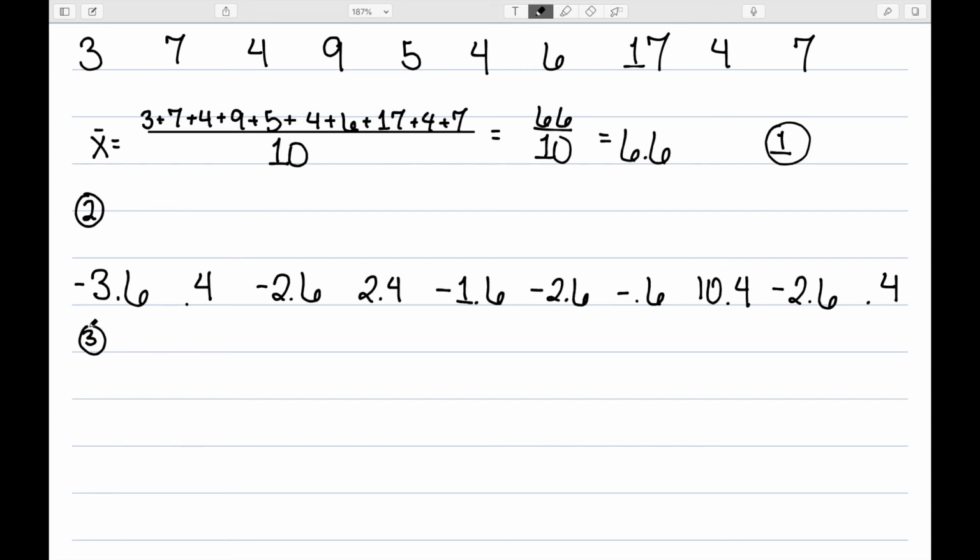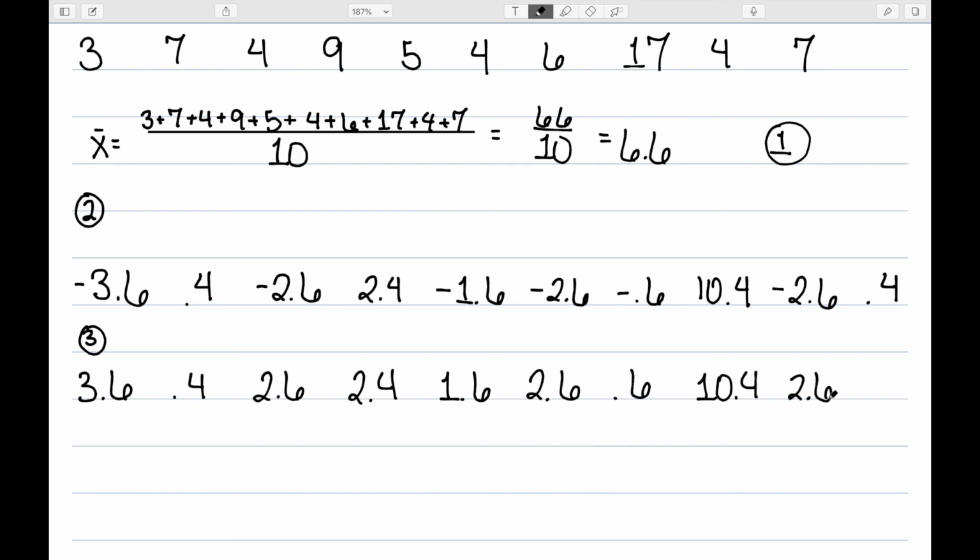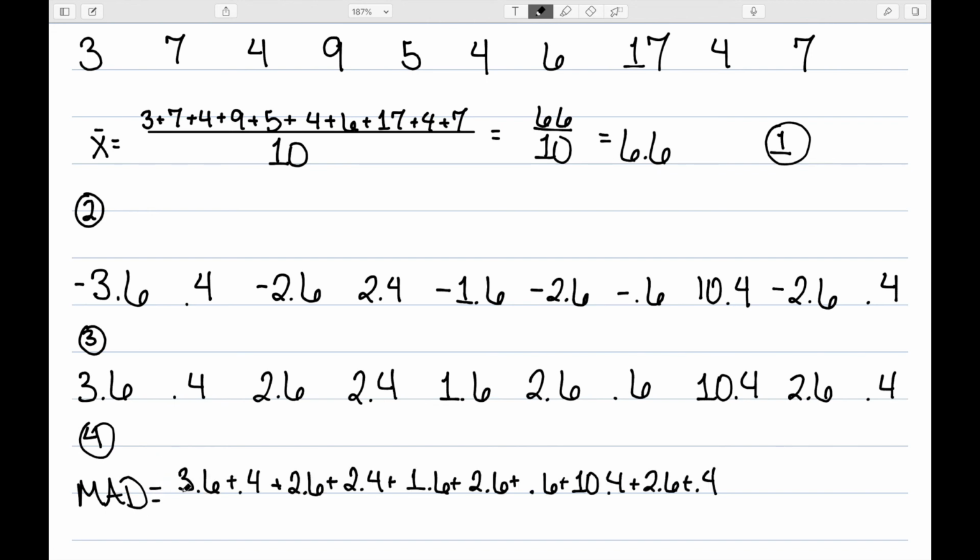The third step, we need the absolute value of these deviations. So 3.6, 0.4, 2.6, 2.4, 1.6, 2.6, 0.6, 10.4, 2.6, and 0.4. Finally, we need the average of these deviations, so we need to add them up and divide by the number of things there are. Once we add up all of these absolute values of the deviations, we divide by the number of things there are.